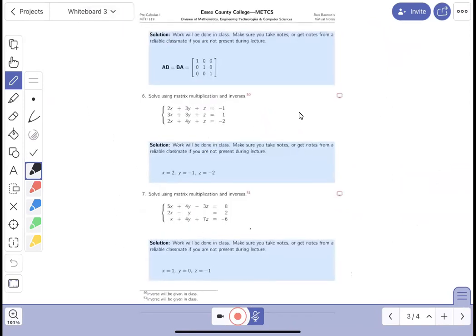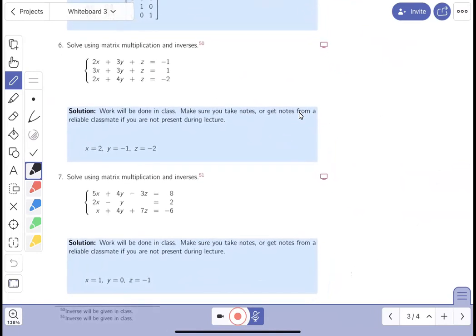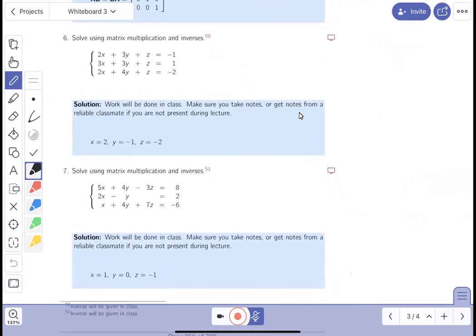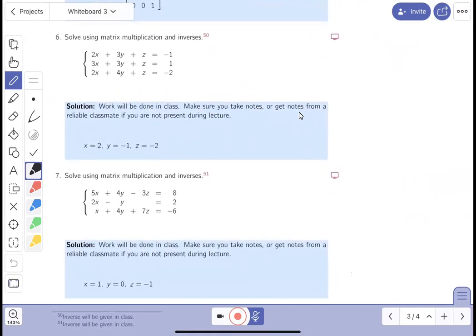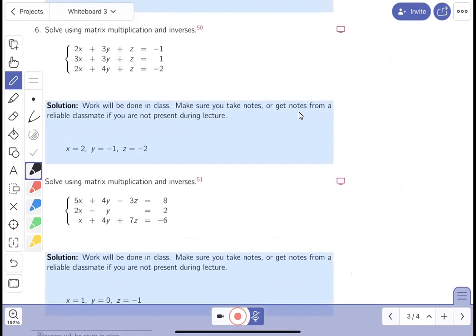All right, the next one says use matrix multiplication and inverses. Well, I'm going to write that down. Now, by the way, in 50, they say inverses will be given in class. Well, I'll give it to you then, okay? I'm going to show you how I'm going to get it though. But the bottom line is, I want to write this down for you. So the matrix multiplication is going to be this.